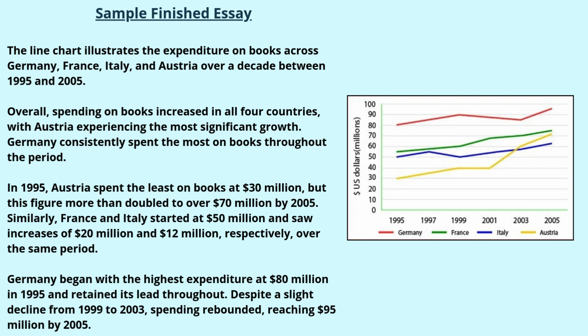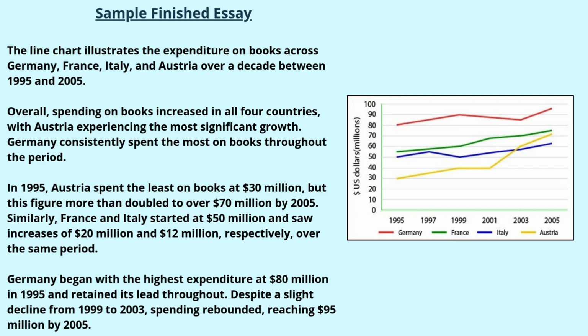If we consider the example shown and all the points discussed before, our line chart will look like this. The line chart illustrates the expenditure on books across Germany, France, Italy, and Austria over a decade between 1995 and 2005. Overall spending on books increased in all 4 countries, with Austria experiencing the most significant growth. Germany consistently spent the most on books throughout the period.